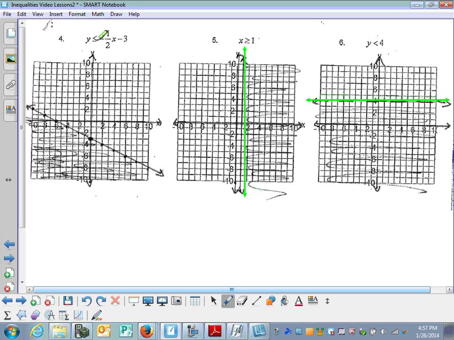Number 4, y is less than. So here, y is getting smaller, so I shade below the line. X is greater than or equal to 1. So x, in this case, when it's a vertical line, I'm going on the x-axis. X is getting bigger, so I shade to the right. Y is less than 4, so y is getting smaller, so I shade under the graph.